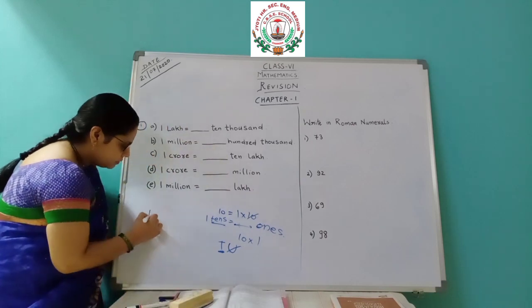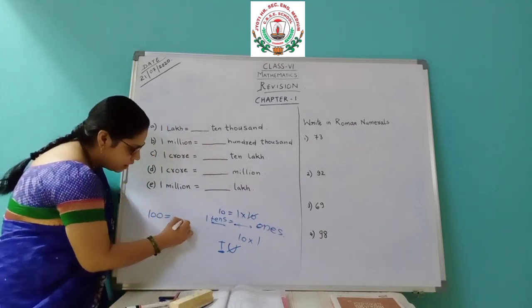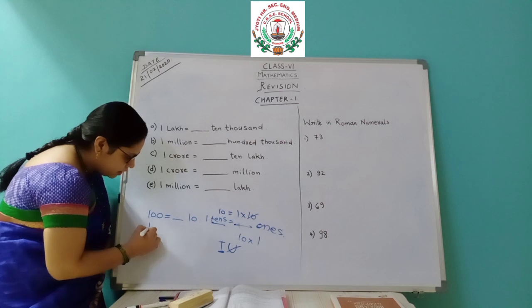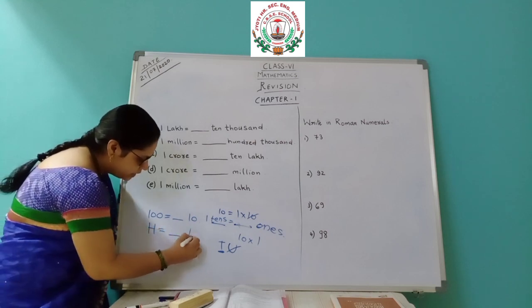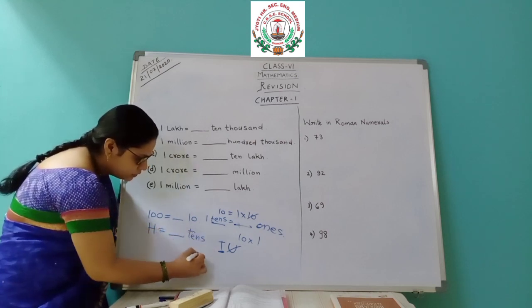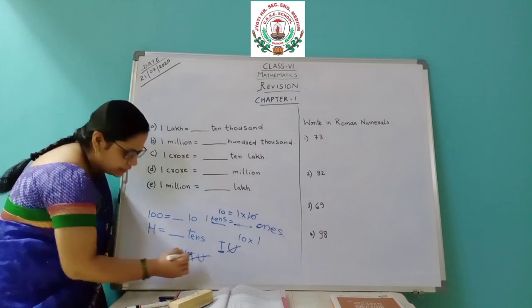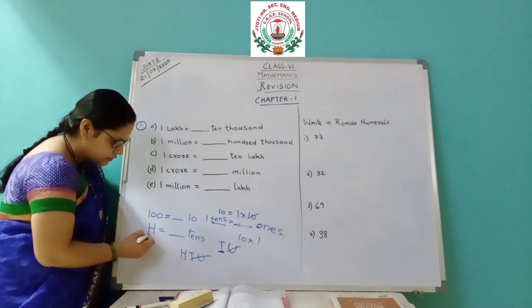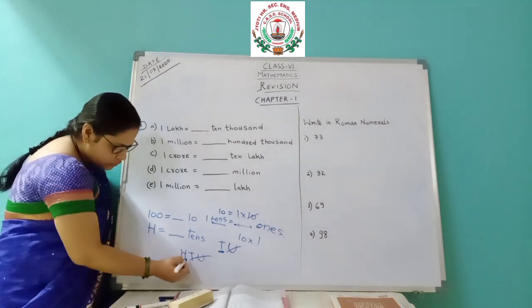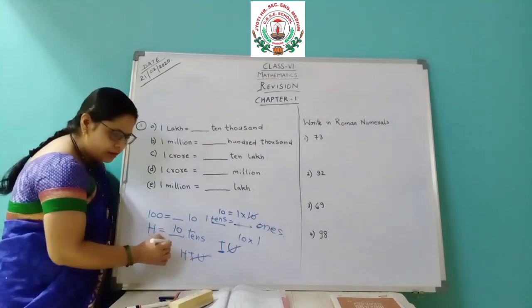Or else, hundreds is equal to how many tens? So we write units, tens, hundreds. These units and tens get cancelled. The hundreds is given in the question only. So directly we will write 10 here.